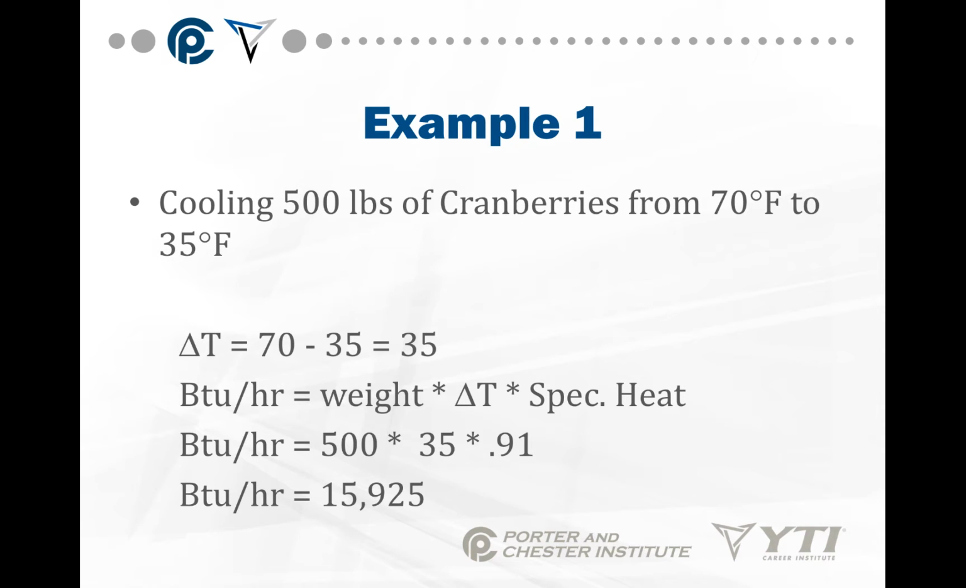So for an example, we have 500 pounds of cranberries coming in on a truck. They have to be cooled to 35 degrees. So our delta T is 70 minus 35, which is 35. The BTU per hour formula says weight times delta T times specific heat. So we have 500 times 35 times 0.91, because the specific heat of cranberries from a table is 0.91. So the BTUs per hour that we have to remove to cool these cranberries in 1 hour is 15,925 BTUs per hour.